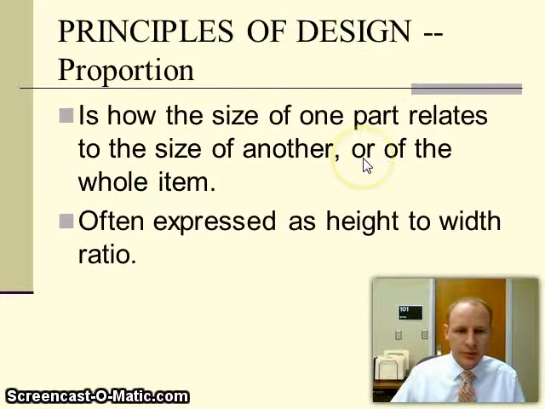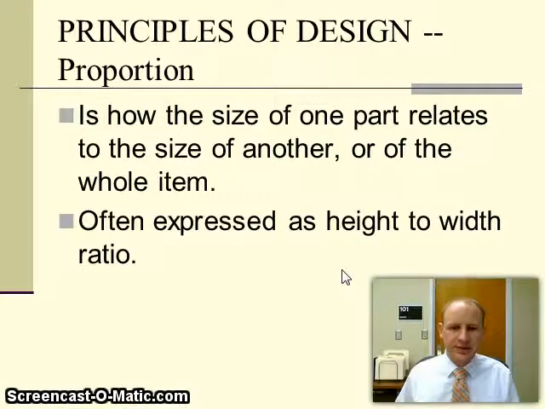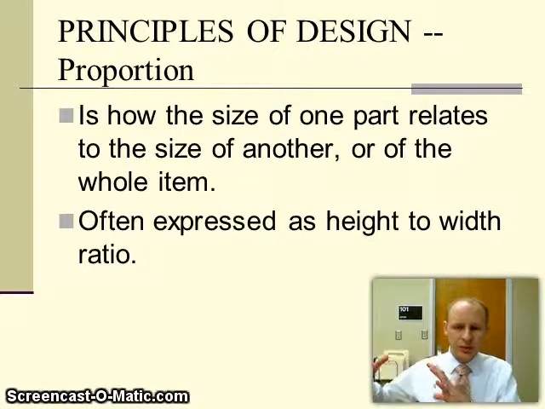So starting with the first one, proportion. Proportion is how the size of one part relates to the size of another, or of the whole item. This is often expressed as a height to width ratio. So whether things are in proportion or not is very important. When we talk about proportion, we want to make sure that things are related well to each other, and that we don't have one part that is kind of small and the other part really super big, because they don't look like they fit together very well. So we want to make sure that things are proportional to each other.